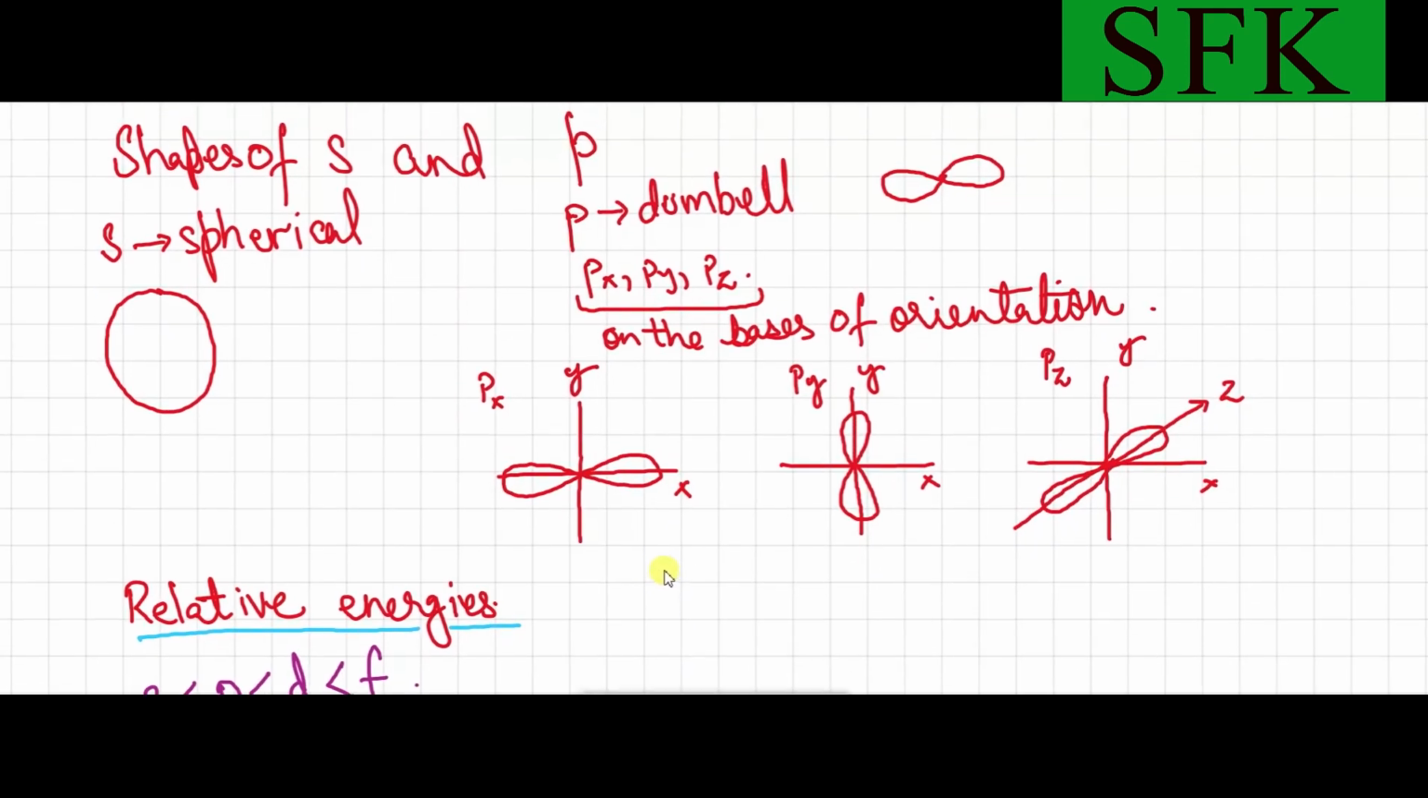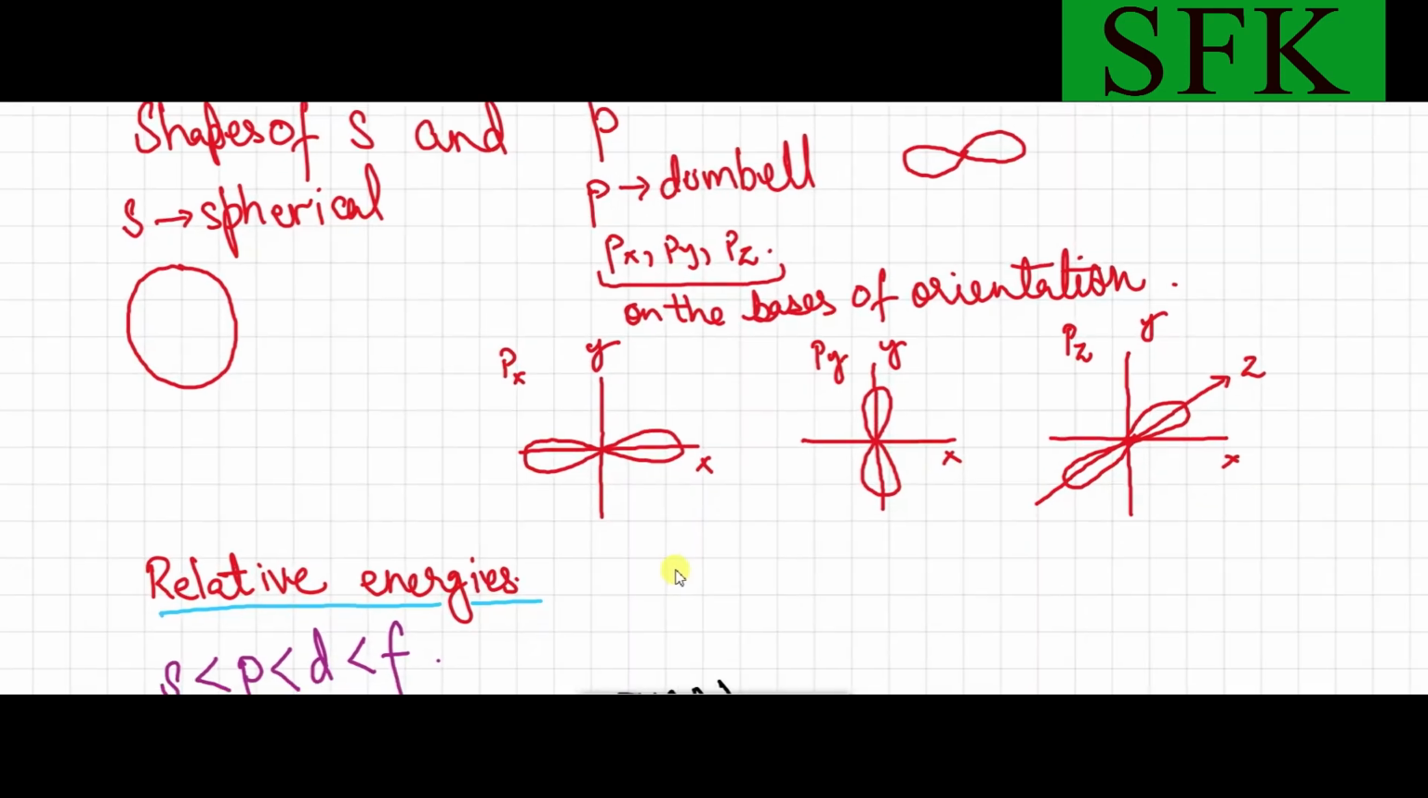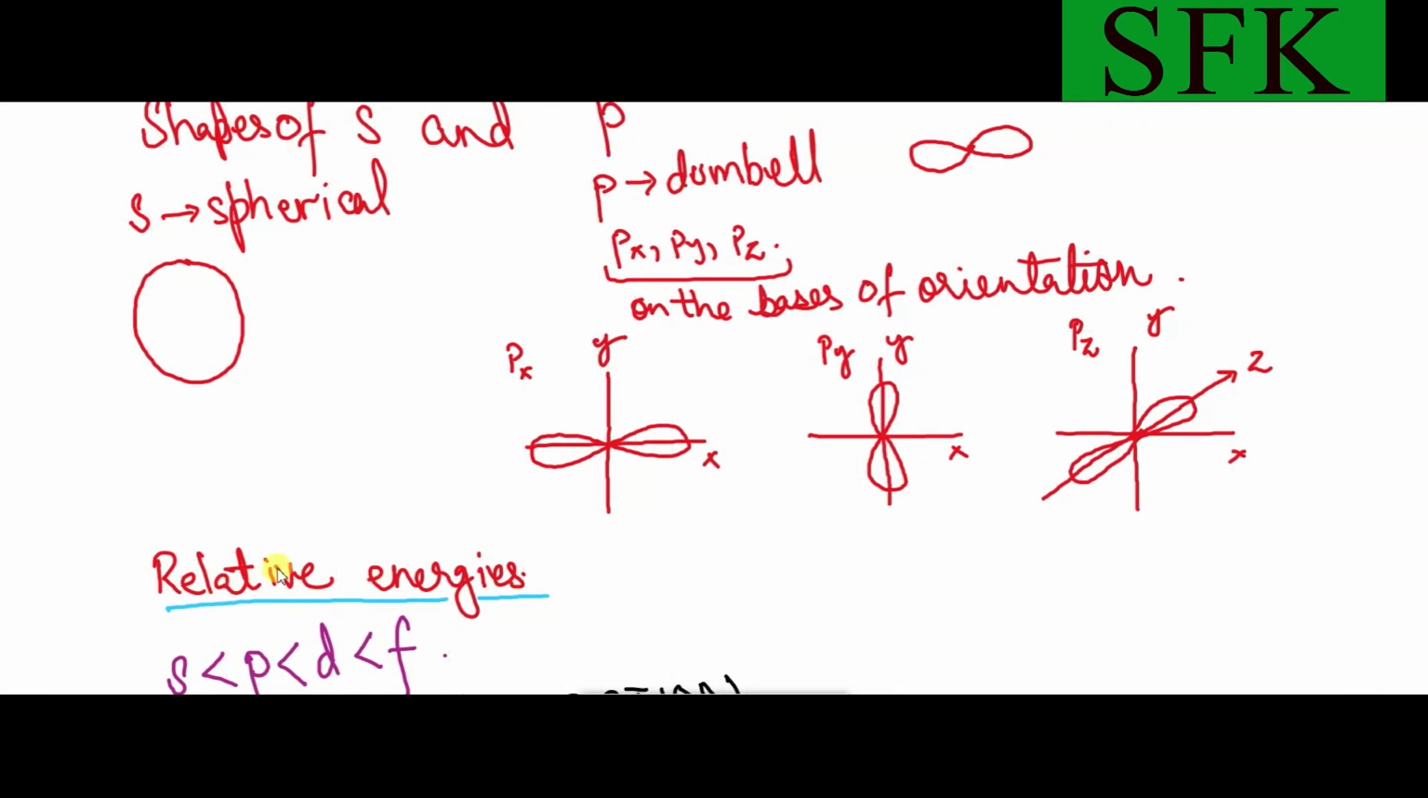And finally, let's look at the relative energies of each of the subshells. The S subshell has the lowest energy, followed by the P subshell, which has greater energy compared to the S subshell, then followed by D, and F has the greatest energy.